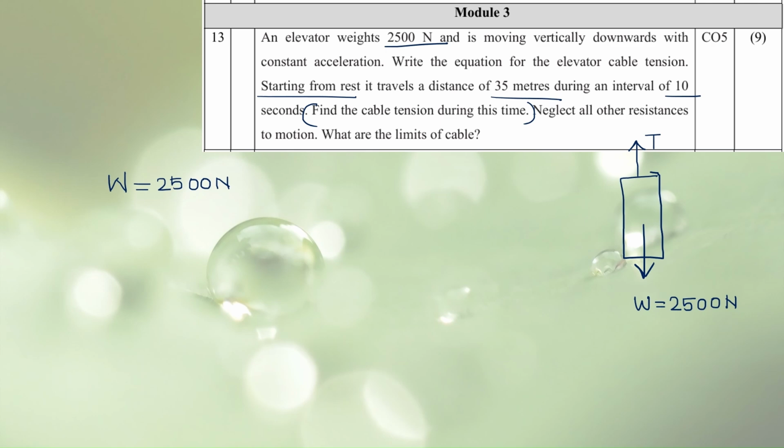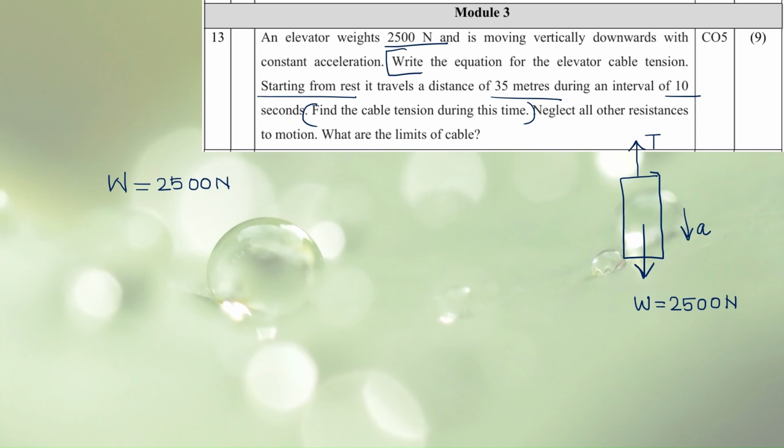Okay, next they have given that the elevator is moving vertically downwards and the motion or acceleration is in the downward direction. First write the equation for elevator cable tension. First we need to write the equation for tension.